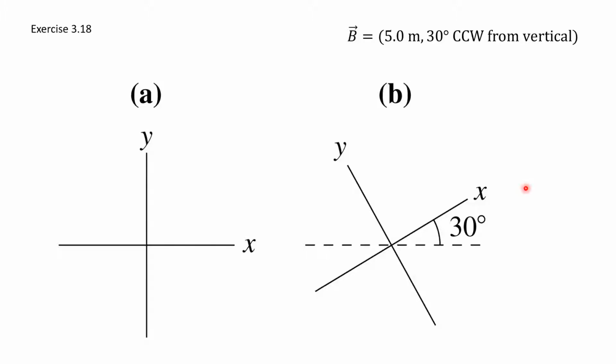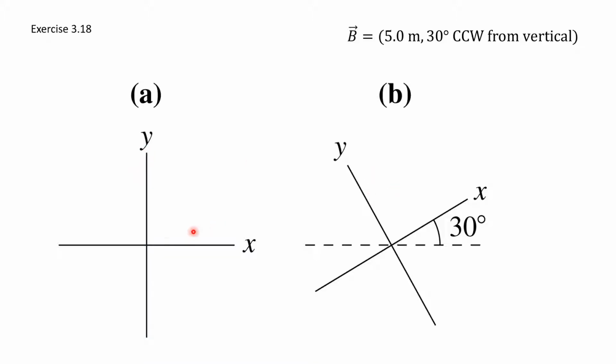Next up is number 18 from chapter 3. Different type of problem. They specify a vector 5 meters long, and it's 30 degrees counterclockwise. That's this direction. 30 degrees counterclockwise from the vertical, which would be this direction. And what they're asking you to do is to resolve that vector into components along two different sets of axes. We've got two different coordinate systems here.